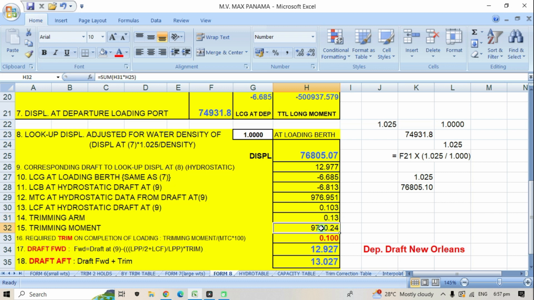And your trimming moment, this is a formula guys, okay, H31 will be this one times H25, multiply this one by H25, your displacement, and this will be the value of trimming moment. Trimming moment required, trim 100, and so forth. See, and they have the formula here, then you have a formula here and formula there. Okay, so that's it, guys.